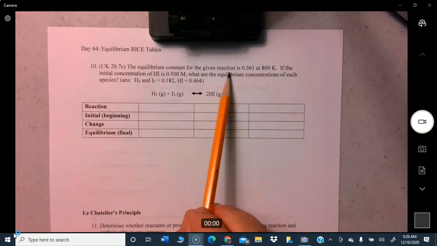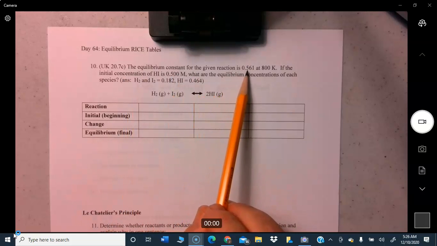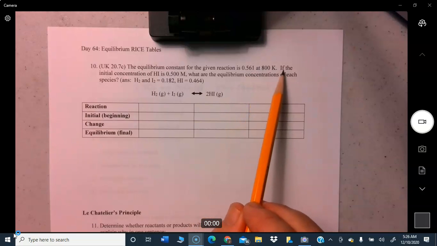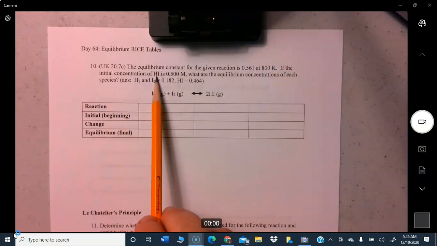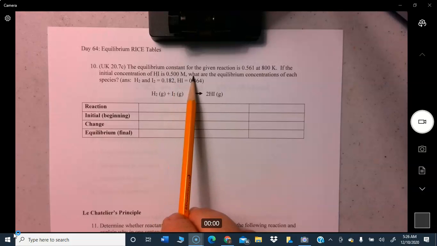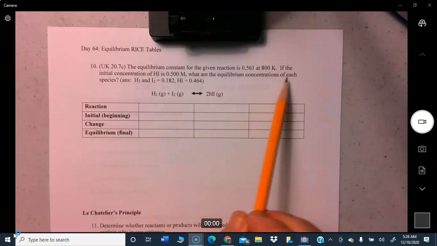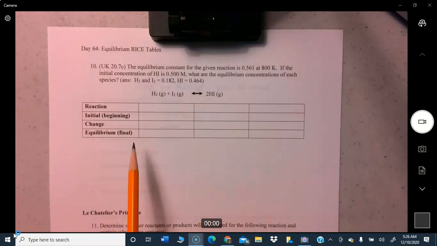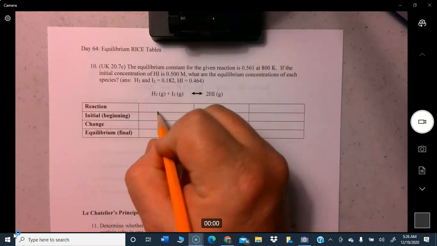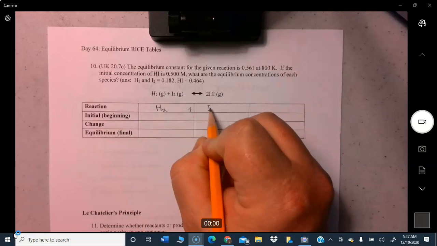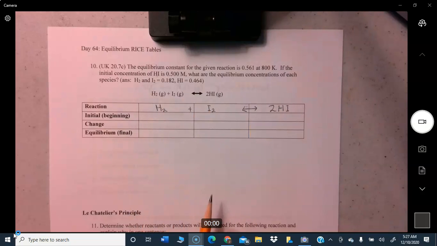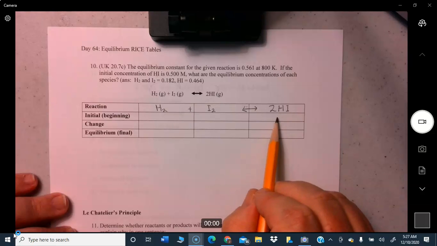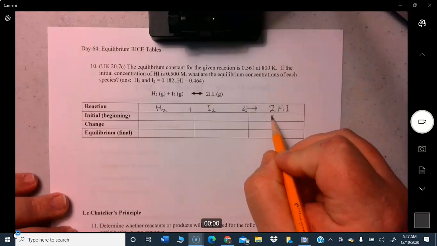The equilibrium constant for a given reaction is 0.561 at 800 K. If the initial concentration of HI is 0.5 molar, what are the equilibrium concentrations of each of the species? Okay, so here's this reaction. We've seen it before, so let's go ahead and write it up here. And they're giving us the equilibrium reaction for the HI right here.